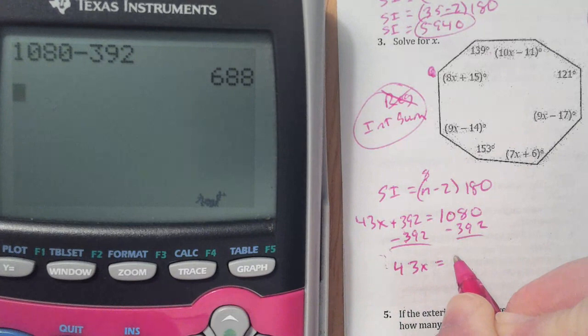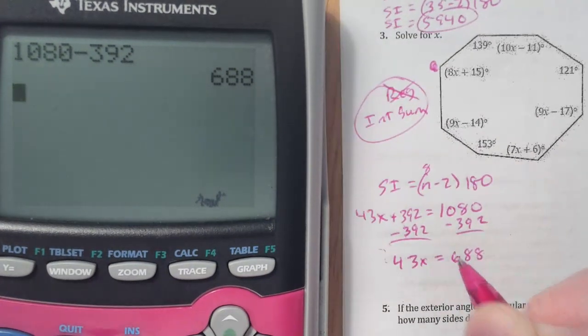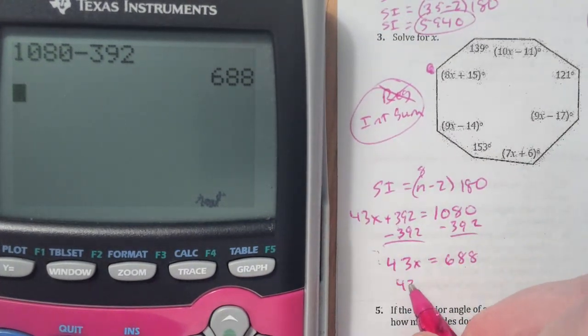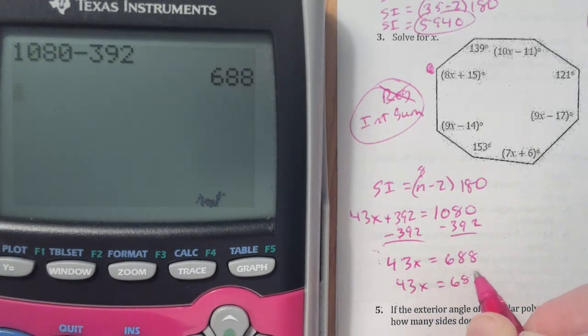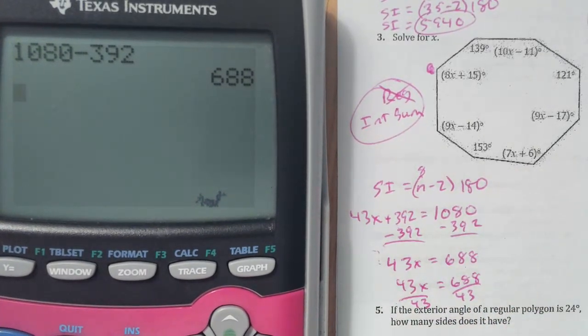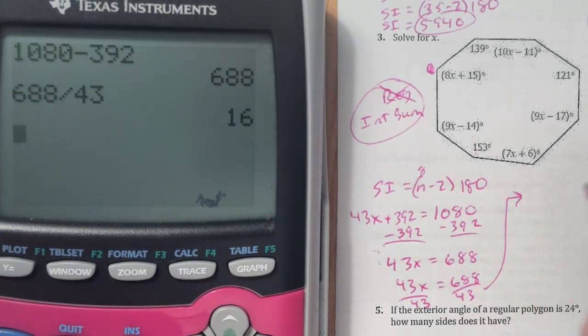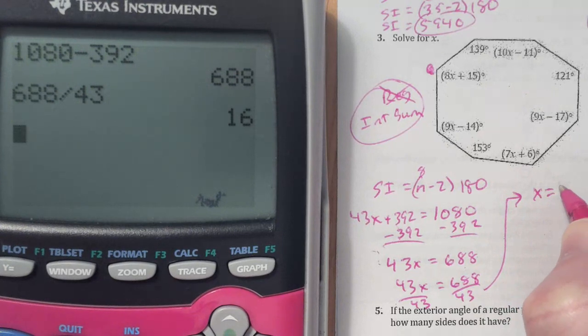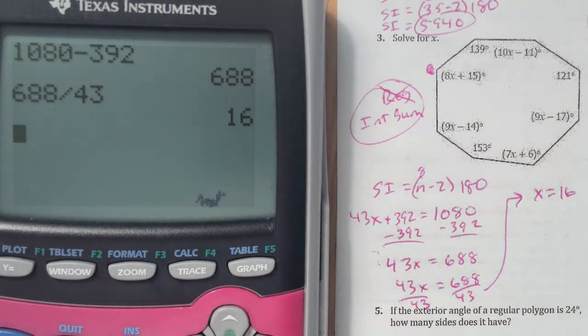43x equals 688. And then I'm going to divide both sides by 43. So 688 divided by 43. I ran out of room, so I'll put it up here, and I have x would equal 16. So we have x is 16.